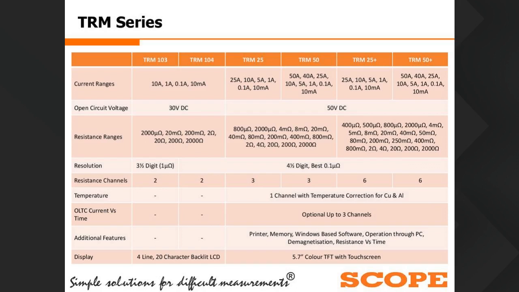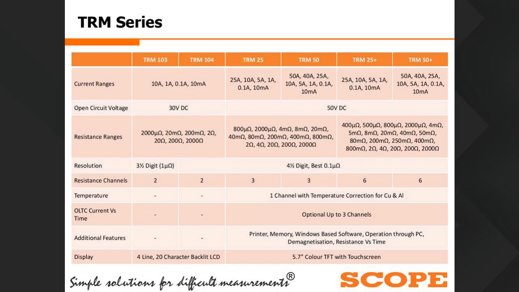For a larger transformer, about 250 MVA, the substation current rating is around 2000 ampere or 1600 ampere, so we need to inject a high amount of current, up to 40 ampere or 50 ampere. For that we have designed two models, TRM 50 and TRM 50 plus. That instrument is capable of injecting a resistance current up to 50 ampere. So here you can see the current ranges: 50 ampere, 40 ampere, 25 ampere, 10 ampere, 5 ampere, 1 ampere, 0.1 ampere and 10 milliampere.